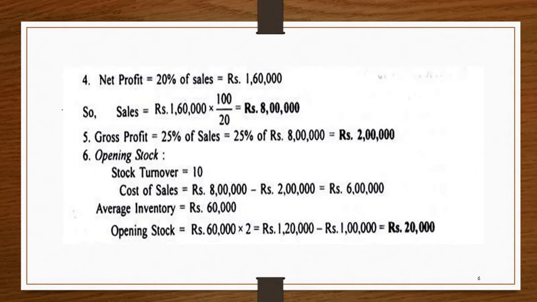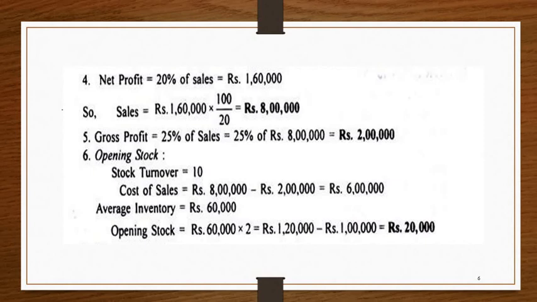The fourth one, net profit is equal to 20% of sales. Net profit is 1,60,000, so by using the net profit percentage we can calculate the sales. So sales is equal to 1,60,000 into 100 by 20. When we calculate the profit on sales, we use 20 divided by 100, but here we need to calculate the sales only. That's why we are reversing the procedure. So 1,60,000 net profit into 100 by 20, we'll get the sales, that is 8 lakh.